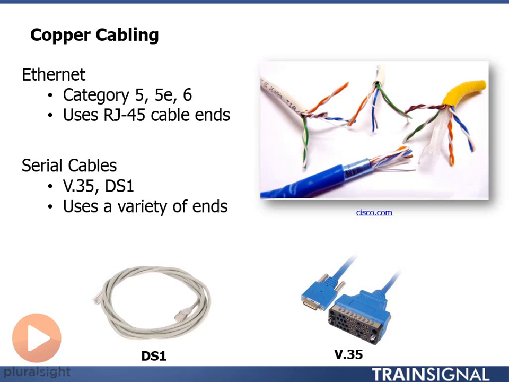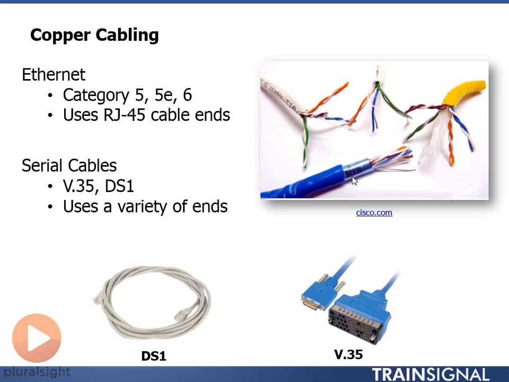And copper Ethernet cabling comes in category 5, 5E, and 6. It uses RJ45 cable ends. Over here in our picture, there are two kinds of category 5 cable here. There's UTP and STP. UTP is unshielded twisted pair. STP is shielded twisted pair. So these top three are unshielded, and the bottom one is shielded.